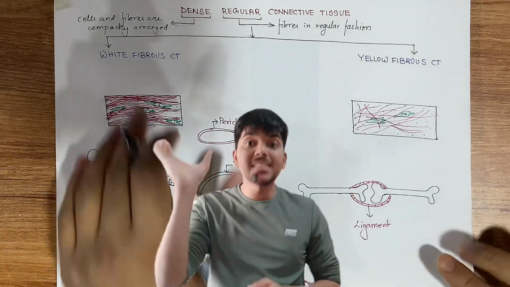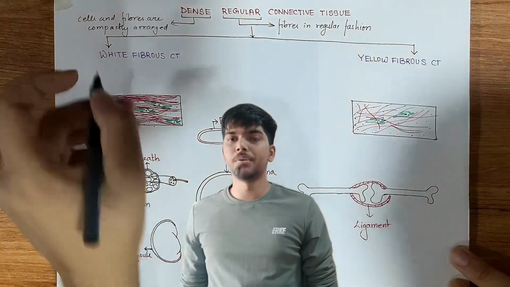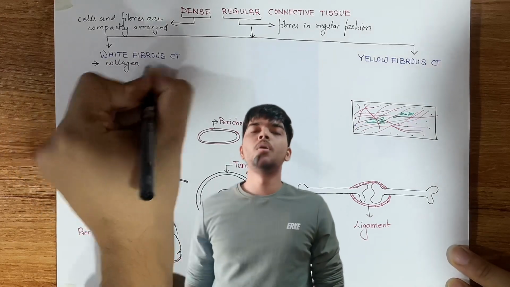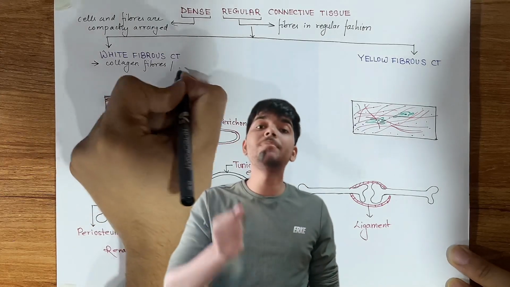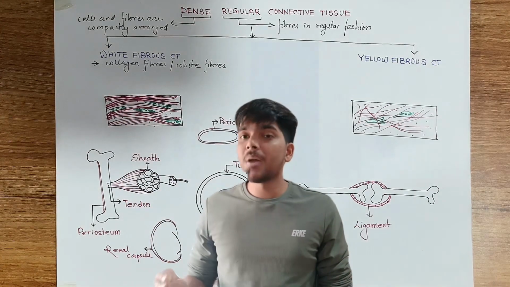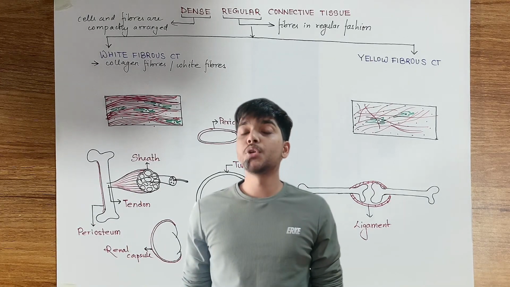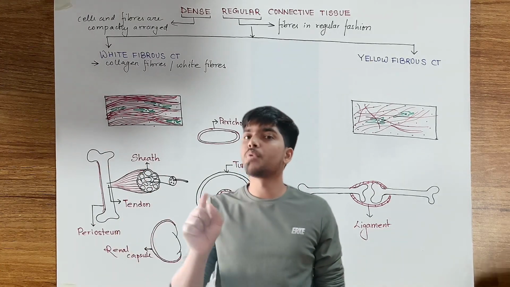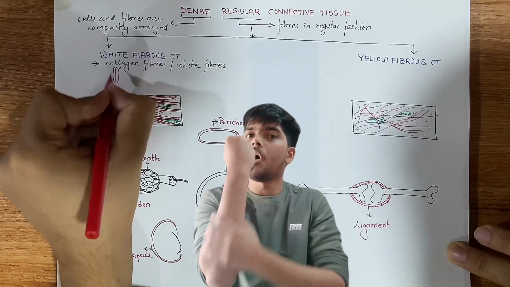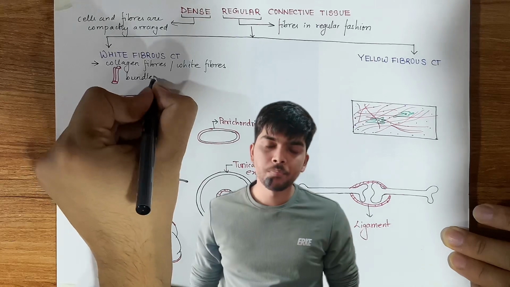That's your white fibrous connective tissue and yellow fibrous connective tissue. White fibrous connective tissue, it is called so because it has a large amount of white fibers that are secreted by your fiber secreting cells called fibroblasts. So fibroblasts are present, but these fibroblasts secrete a larger quantity of white fibers. White fibers are also known as collagen fibers due to the presence of protein collagen. And these fibers are found in bundles, right? And they are unbranched. Since they are found in bundles, they provide tensile strength.